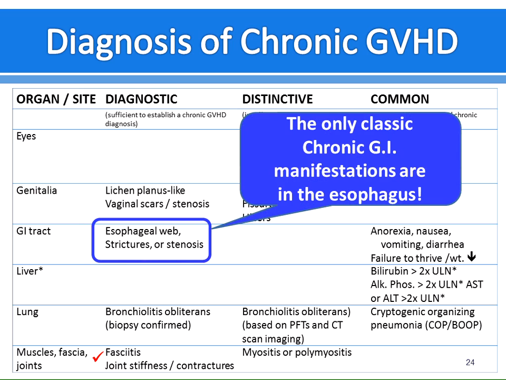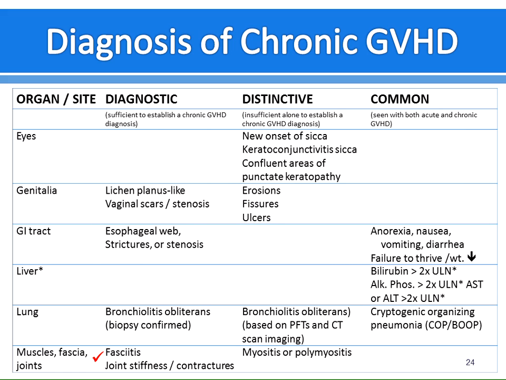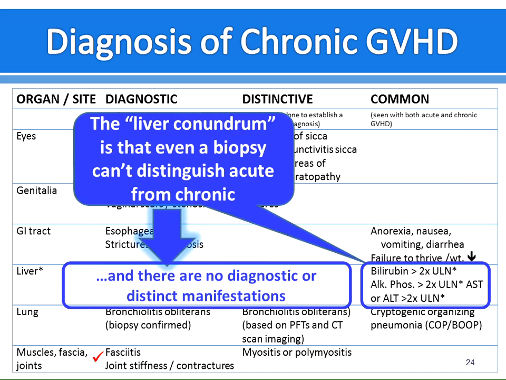I want to just draw your attention to the GI tract. The only classic manifestation is in the esophagus in the form of webs, strictures, or stenoses. So those screening questions are important to screen for that. The other one that causes a lot of problems is what I call the liver conundrum, because even a biopsy can't distinguish acute from chronic. And since there are no diagnostic and distinct manifestations, only these liver enzyme abnormalities, that often is a cause for consternation, and it's pretty hard to say that the liver is involved in isolation with chronic GVHD.